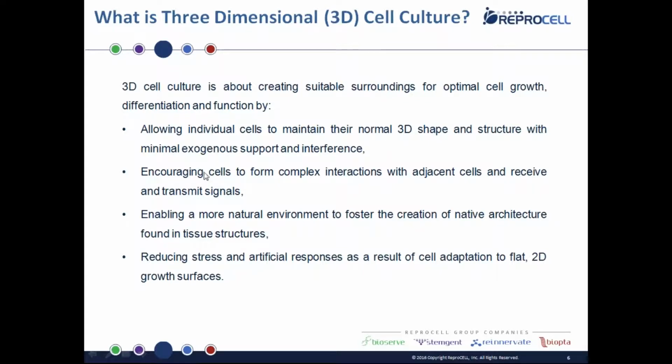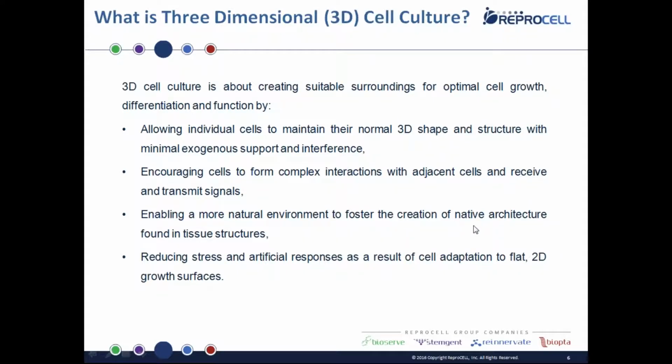By keeping that three-dimensional shape, we encourage the cells to have more cell-cell contact with the neighbors. That means it allows them to form complex interactions with adjacent cells, which means more signaling. And if you have more signaling, again, you can have cell behavior which is more like what you would see in vivo. And the whole result is you're getting a more natural environment. And this is what we want.